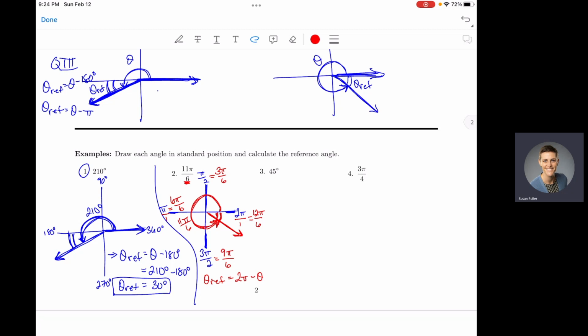So again, common denominator, this was 12 pi over 6. My angle theta was 11 pi over 6. When I subtract those, 12 pi minus 11 pi, that is 1 pi over 6. That is my reference angle. It is pi over 6 radians.